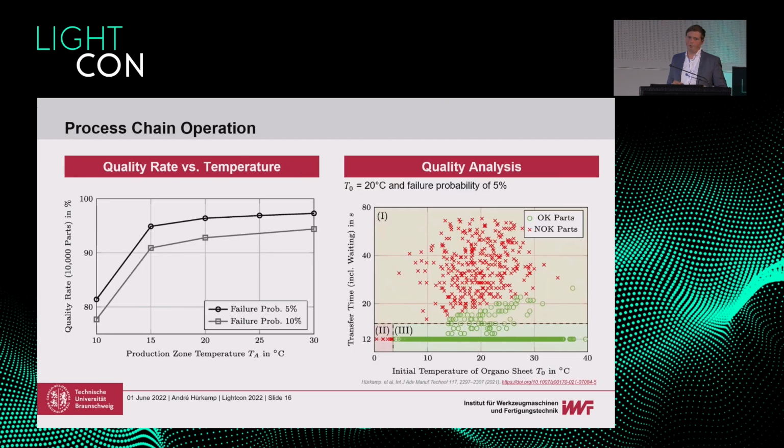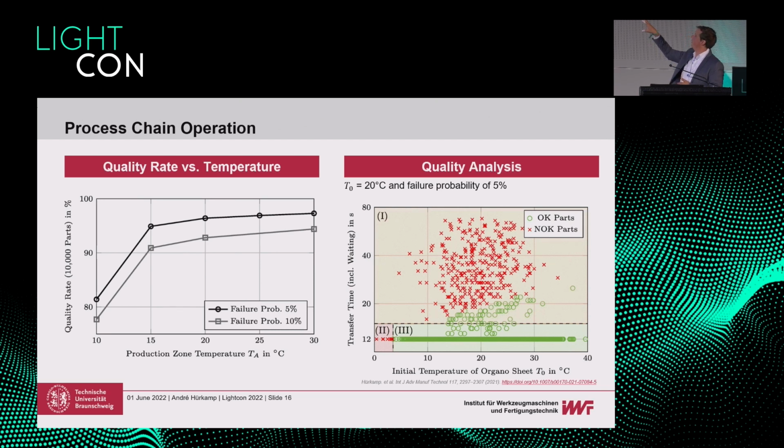And then you can play different scenarios. Since we know that the temperature is very decisive in this process, we have different production zone temperatures tested with a variation and different failure probabilities, and we could see that our quality rate can increase drastically if we consider, for example, the production zone temperature.